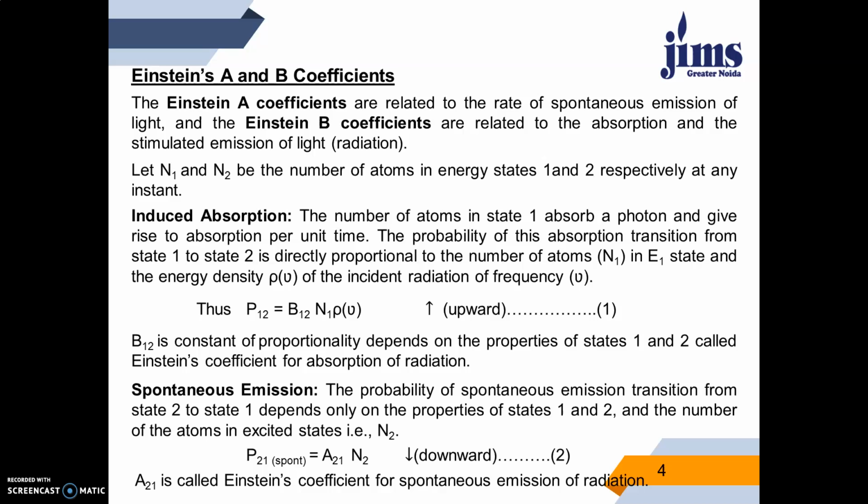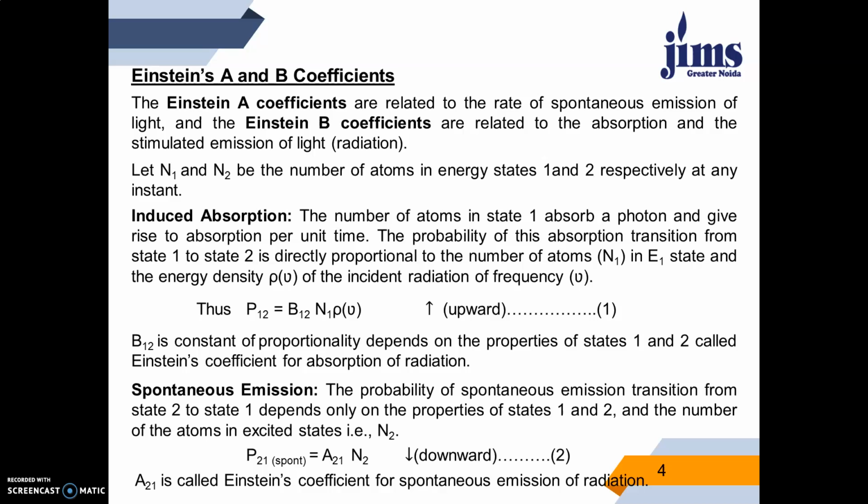So the probability, that is P12, is defined. The probability for induced absorption, that is equal to B12 N1 rho nu. What is B12? B12 is the proportionality constant, which depends upon the properties of lower energy state and upper energy state, that is excited state 2, and this constant of proportionality B12 is called Einstein's coefficient for absorption of radiation.